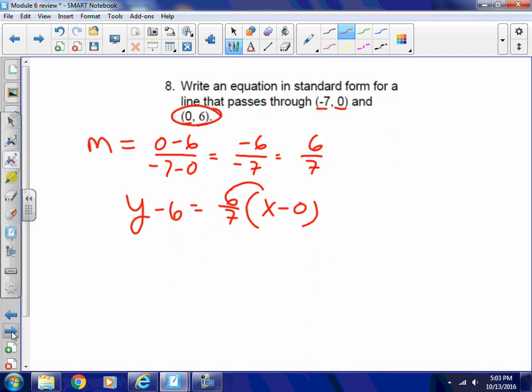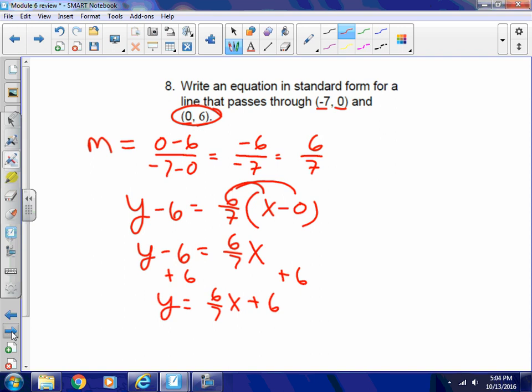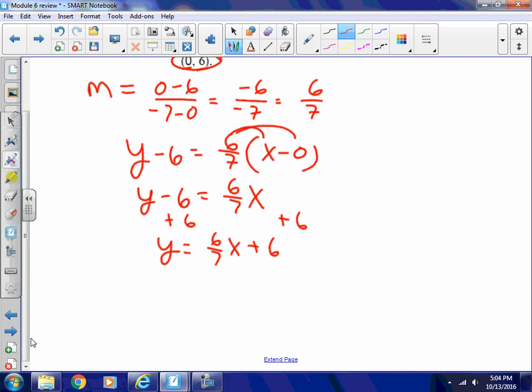And now we can distribute, and we get y minus 6 equals 6 over 7x. We can add 6 to both sides, and we get y equals 6 over 7x plus 6. If they had asked for slope-intercept form, we would be done. But now we need to get my x value to the other side, so I will subtract 6 over 7x from both sides. When I do, I've got a negative 6 over 7x plus my y equals 6.